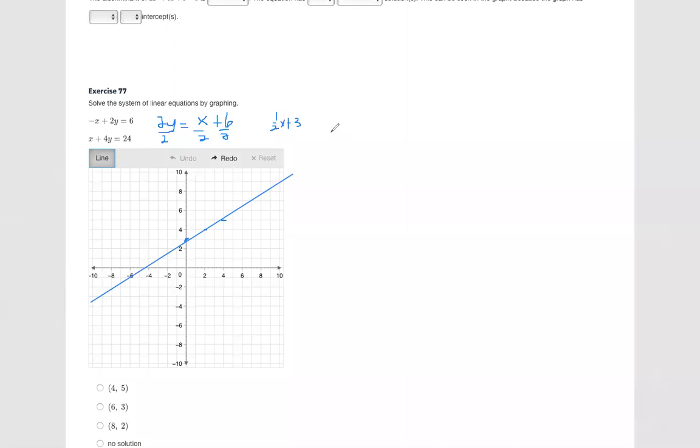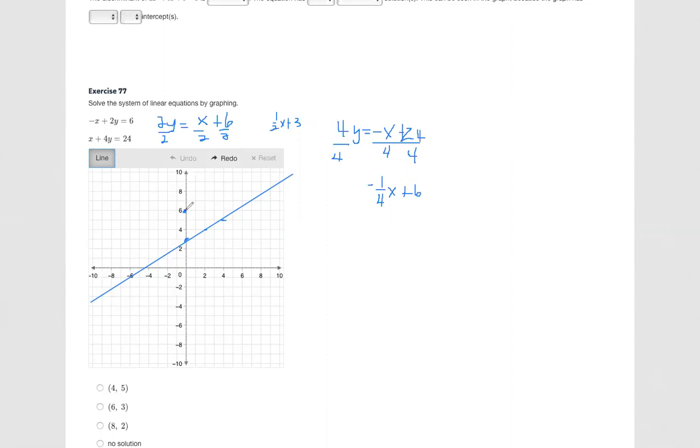I'd have to subtract the x here, so now it's going to be 4y equals negative x plus 24. Again, I'm going to divide by 4 here. So divide these by 4. So my first one is going to be negative 1/4 x. So again, there's my slope. And then plus 24 divided by 4, which is going to give me a plus 6. So I know my y-intercept is right here at 6.